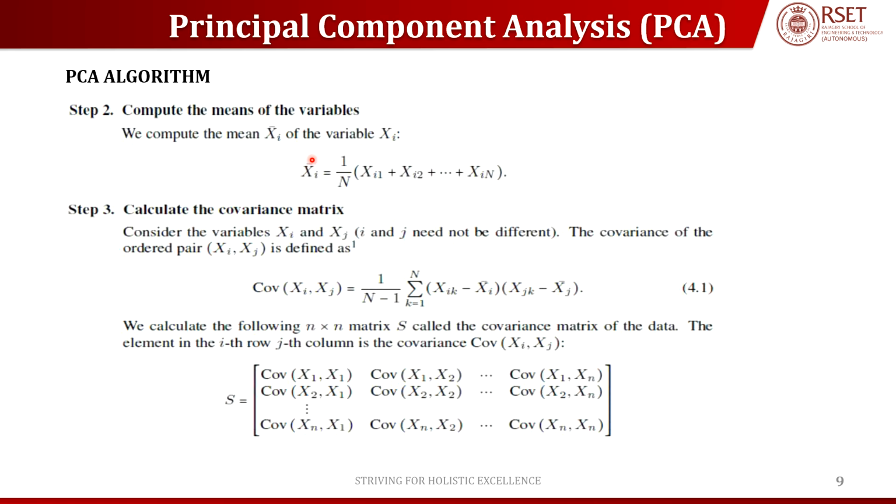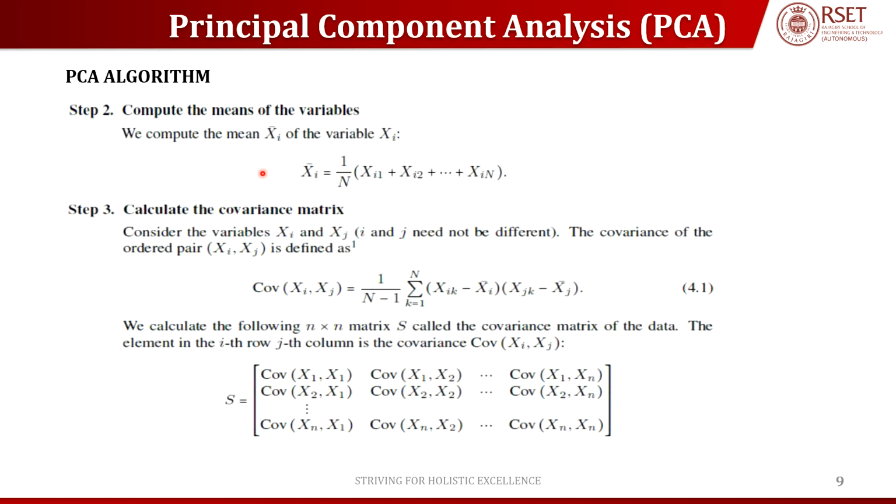Next we move to the core statistical calculations. Step 2 is to compute the means of the variables. For each variable xi, we calculate its mean, denoted by xi bar. This is simply the average of all the n examples for that particular feature. So that formula is given over here.